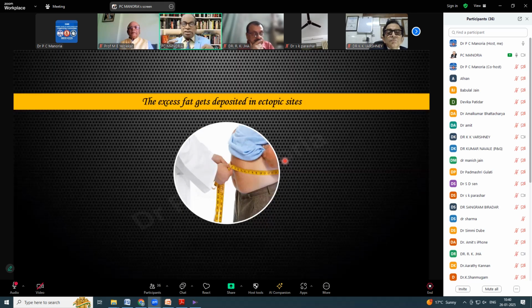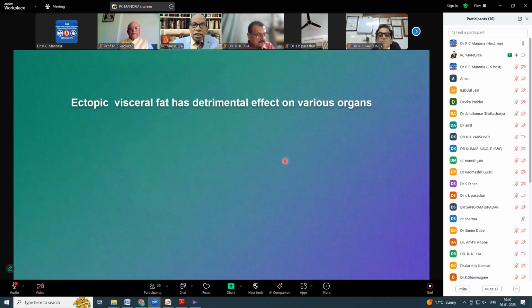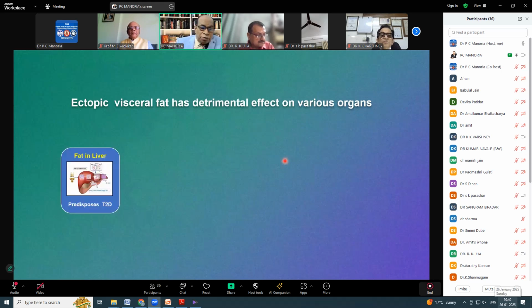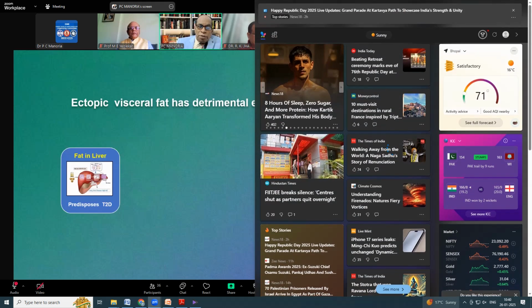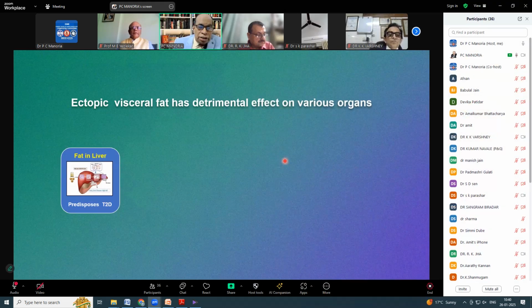Now, whenever there is excess fat in the belly, it gets deposited at various ectopic sites, and ectopic visceral fat has a detrimental effect on various organs. If the fat gets deposited in the liver, it produces MAFLD, MASH, or even steatotic liver disease, and this predisposes to development of diabetes. Fatty liver is a precursor of diabetes, and many hepatologists believe that diabetes is a disease of the liver for this reason.